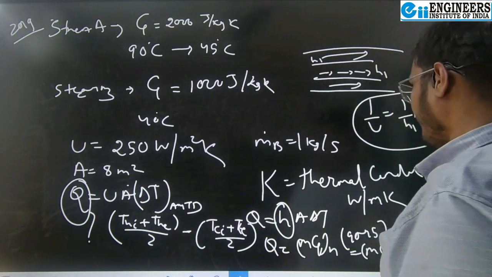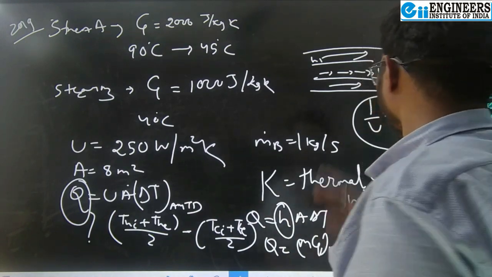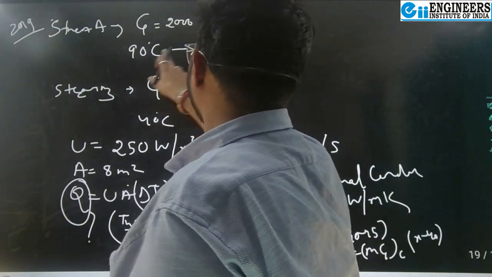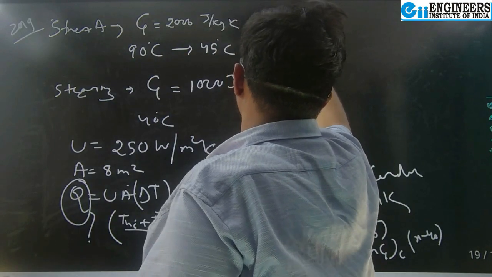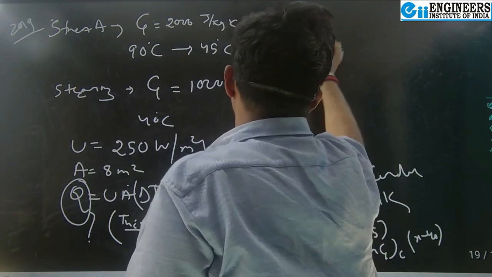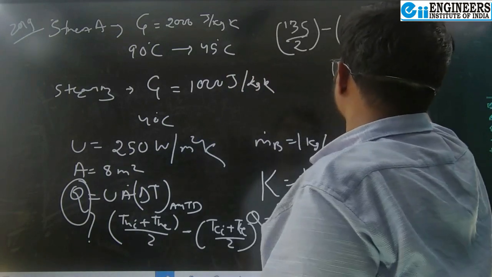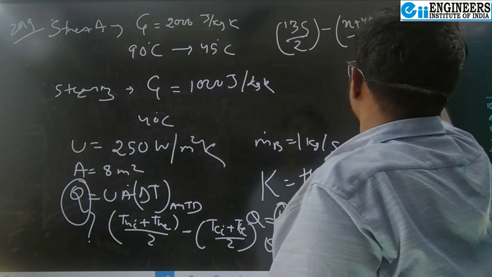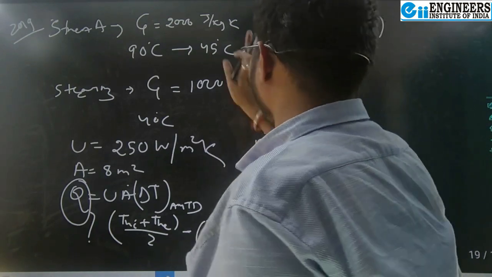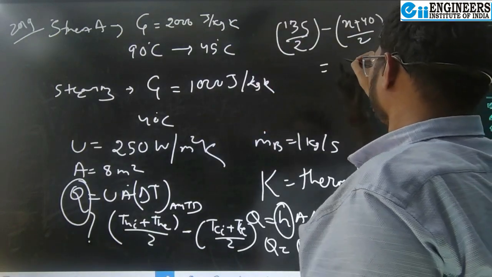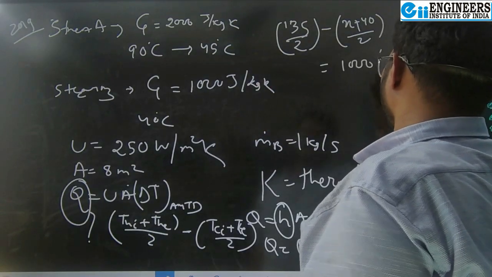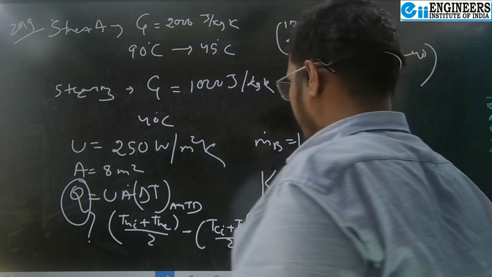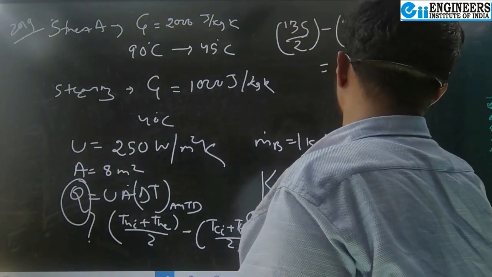So at first what we will do, we will equate (THI plus THE) by 2, that is (90 plus 45) by 2, that is 135 by 2, minus (x plus 40) by 2, is equal to 1 into 1000, mCp, into (x minus 40). So from here I will get the value of x.